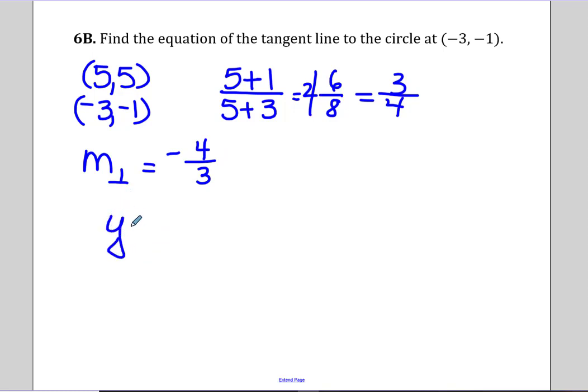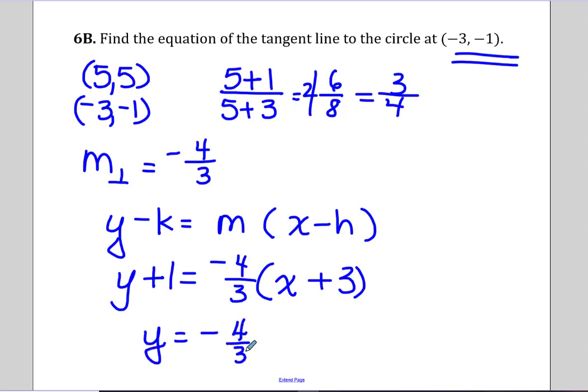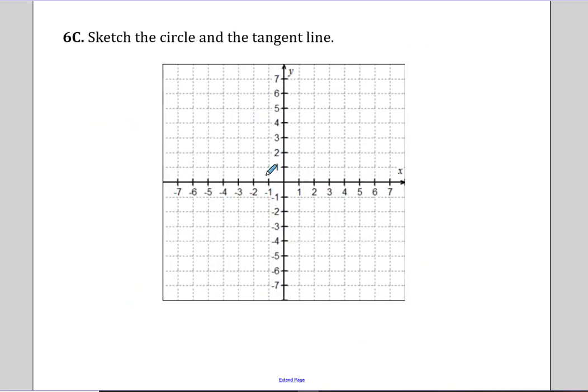And we're going to use y minus k equals m times x minus h. So our y minus k equals the slope times x minus our h, and that's going through the point (-3, -1). Now you can move that +1 over to the left and say we've got that. So either one of those formats works. Then we want to sketch the circle and the tangent line we drew.